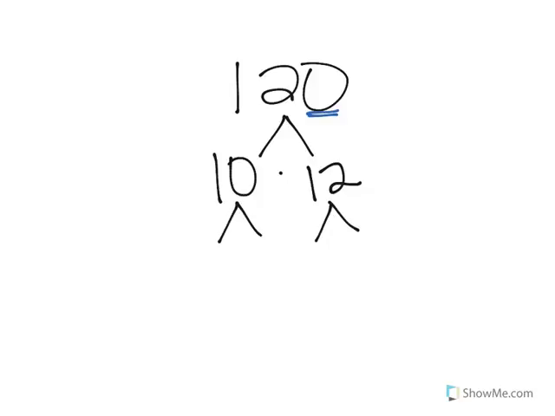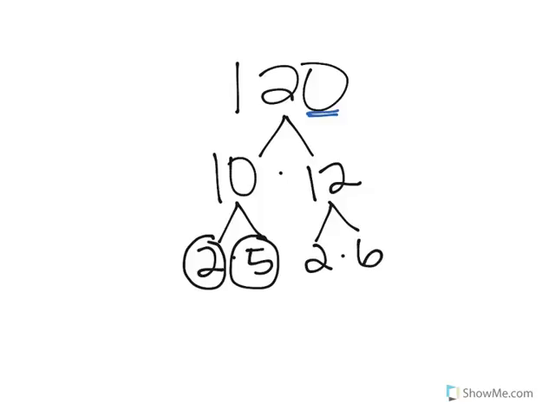Let's try another example, 120. What can I multiply together to get 120? Because it ends in a 0, we know that 10 is going to go into 120. 10 times 12. Neither of those are prime numbers, so I have to continue to factor them out. To get 10, I can multiply 2 times 5. Both are prime, so I'm going to circle them. 2 times 6 gives me 12. 2 is prime, but 6 is not. 2 times 3 gives me 6, and both of those are prime.